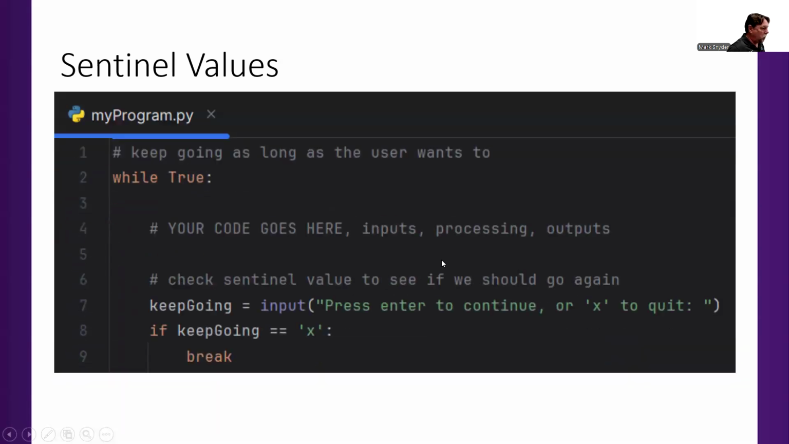Here is one example of a program that uses a sentinel value. It's kind of a weird statement. The word "while" is how we do loops. We'll learn about that. And we say while True. Well, that's weird. So essentially we're saying while forever.